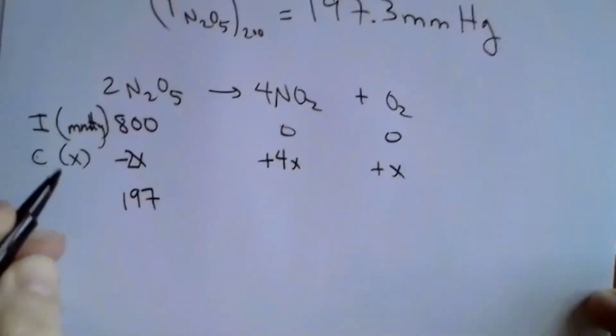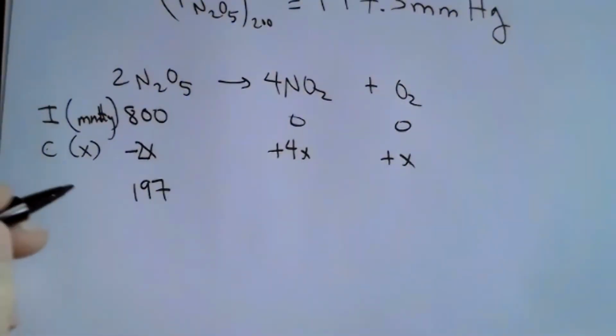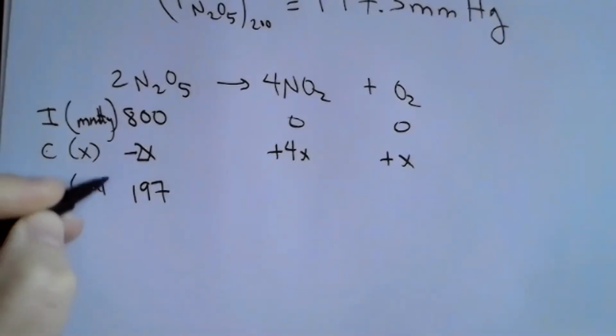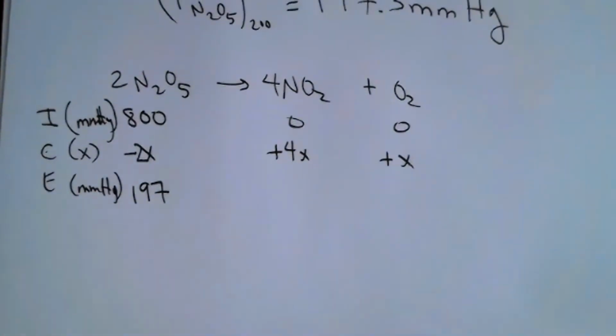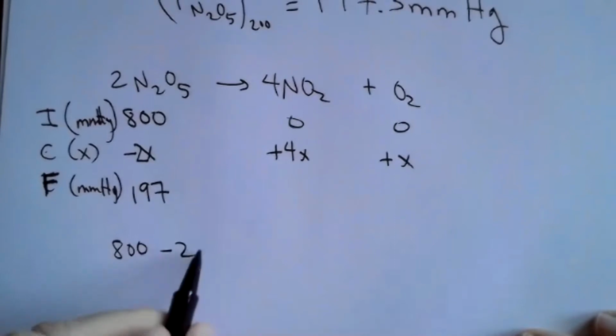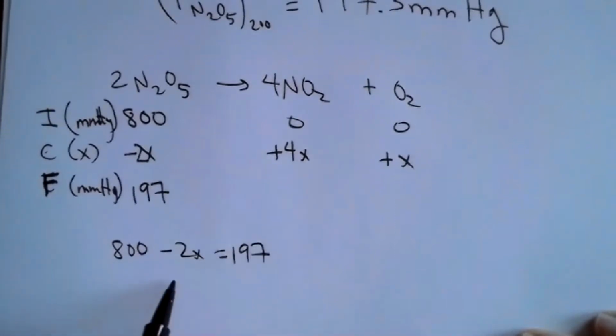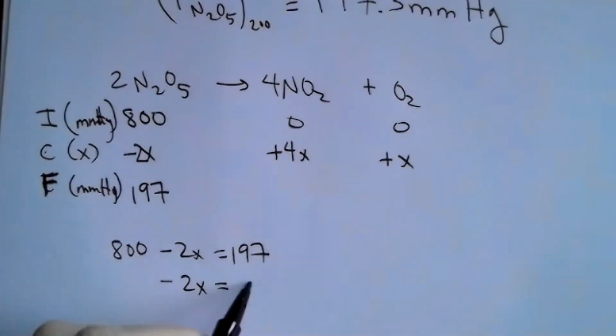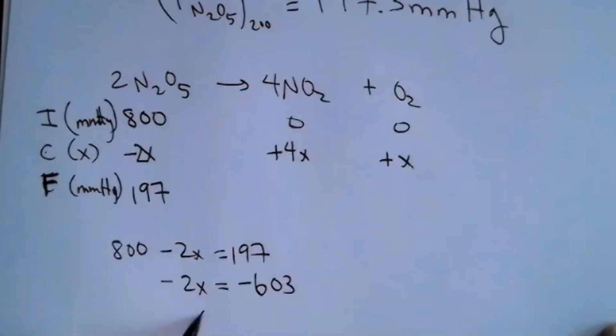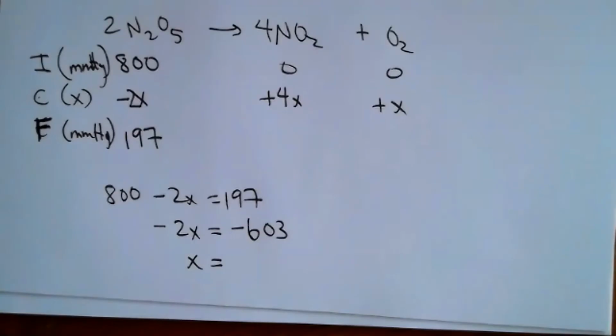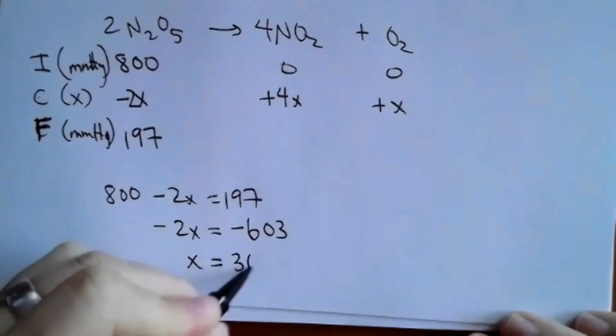Let's leave off that decimal just for convenience sake. 197 millimeters of mercury at the end in my final. Maybe we should make that an F instead of an E. So I can solve for x. 800 minus 2x equals 197. Negative 2x equals negative 603. x equals 301.5.